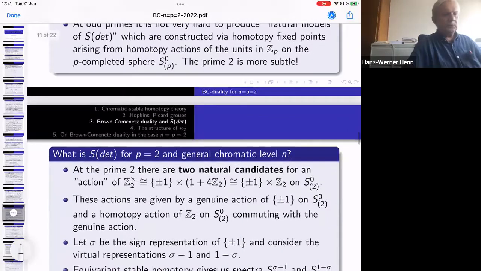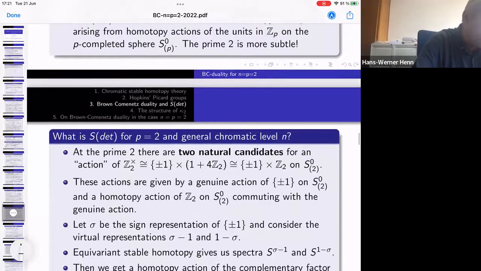And in fact, at the prime 2, there are two natural candidates for an action. I'm not going to make very precise what I mean by an action. It's a genuine action restricted to the finite subgroup of the units in the two-adics. And you can think of it as a homotopy action on the complementary copy, which is given by 1 + 4 times Z_2, which via a logarithm is isomorphic to the additive group of the two-adics.